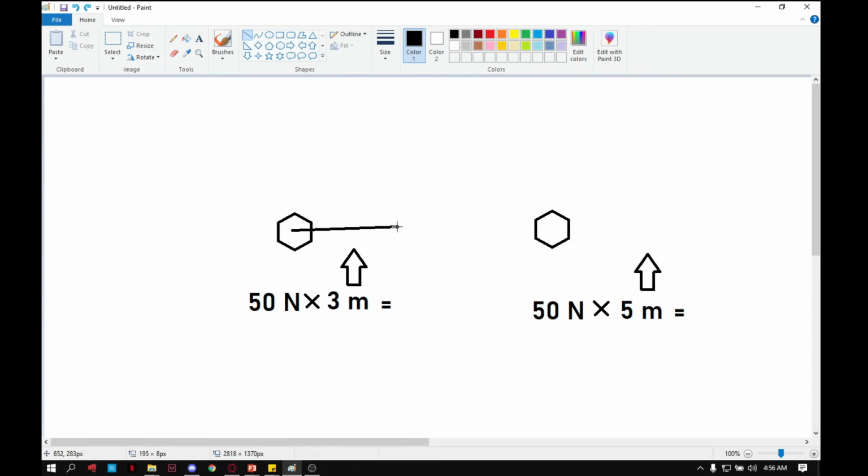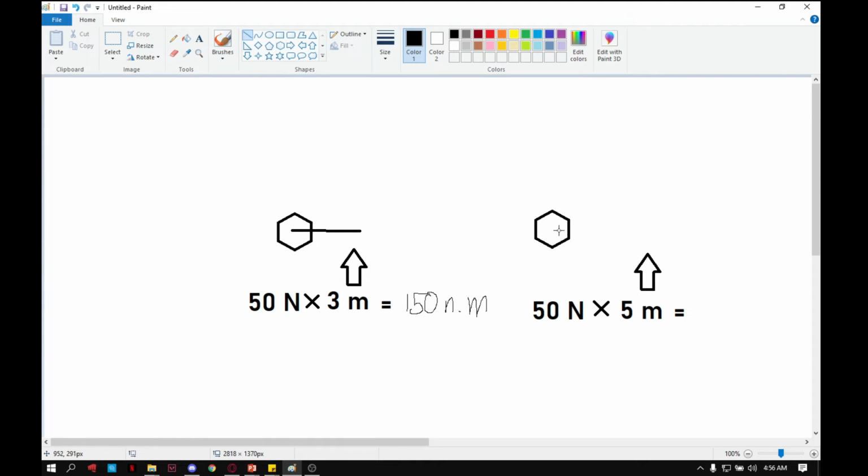Now imagine this line is a wrench, specifically a 3-meter wrench. A shorter object like this will make it hard for us to rotate, because if you put a force of 50 Newton multiplied by its radius, you will only end up with 150 Newton meters.